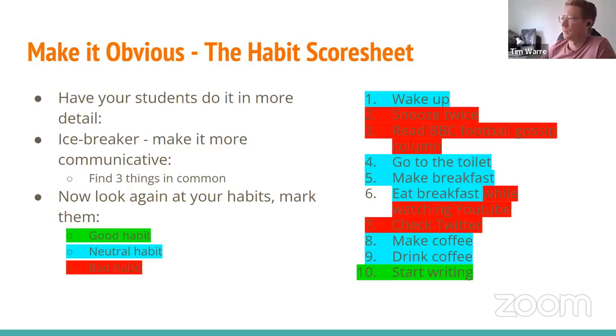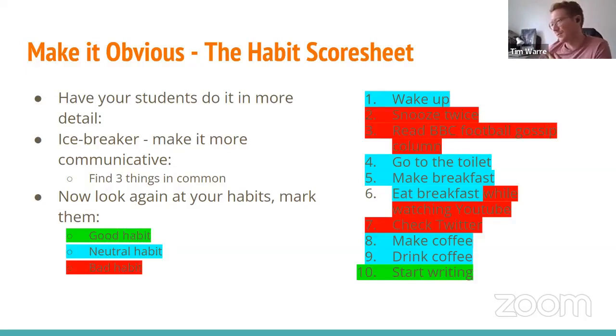Okay, so go through and mark them. So for example, for me, waking up, neutral. Snooze twice, bad. We know this is not supposed to be good. Breaks our sleep cycles, never seems to actually make us feel more rested. Shouldn't really be reading the BBC football gossip column in bed on my phone before getting out of bed. Go to the toilet, make breakfast, eat breakfast, all fine. Maybe while watching YouTube, not the healthiest thing I could do with my time. I could be doing something else.